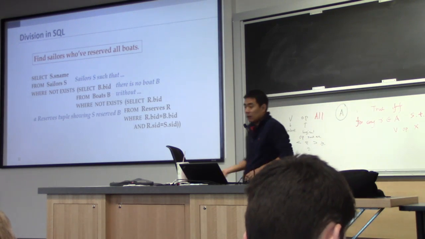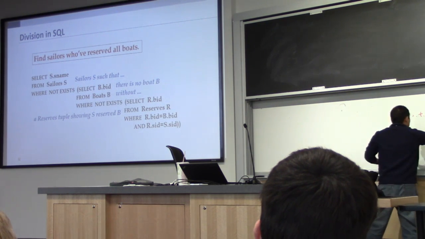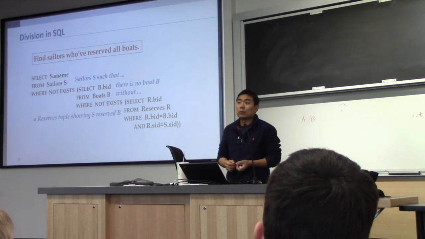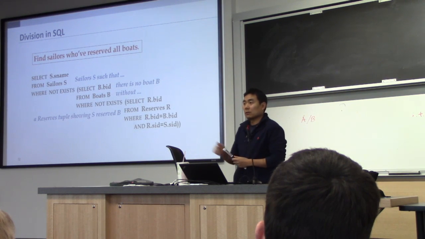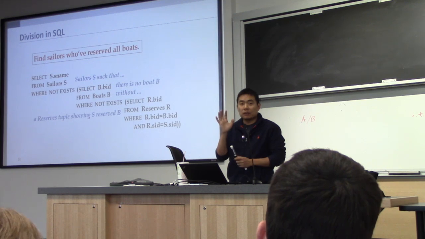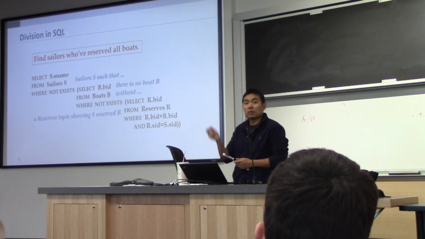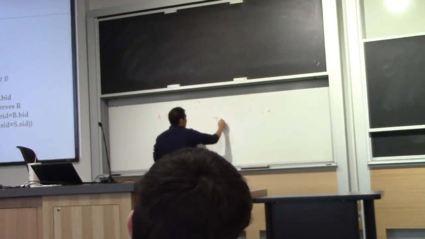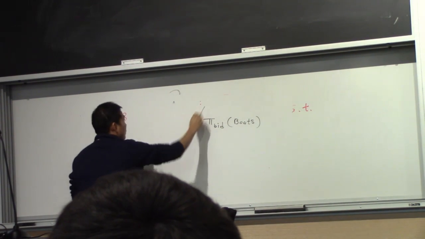But at the same time, you must be a sailor who has reserved a green color boat. So how do I enforce that? Another condition in my where clause of the outer block is to claim that the sailor ID, for all those who satisfy this join condition, meaning boat ID match and color is red, must be from the set of sailor IDs who have reserved a green color boat. Okay? If you think about it, this actually implements the intersect logic, right? This implements exactly that.